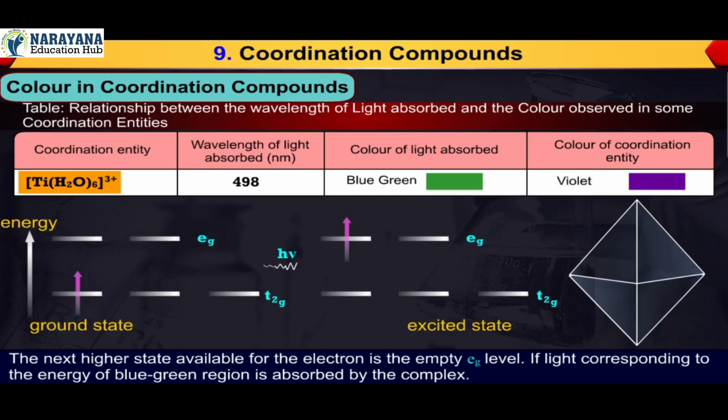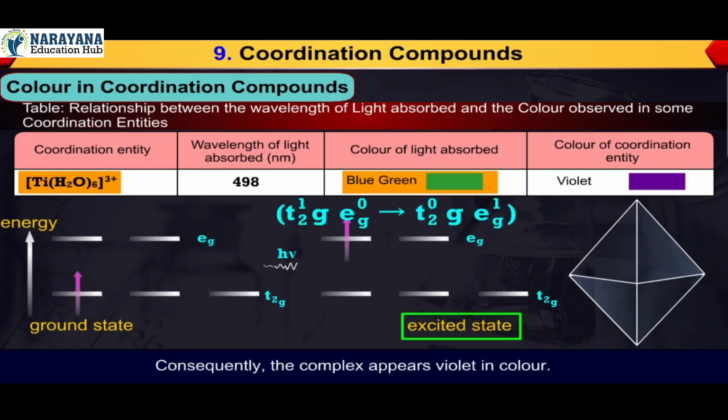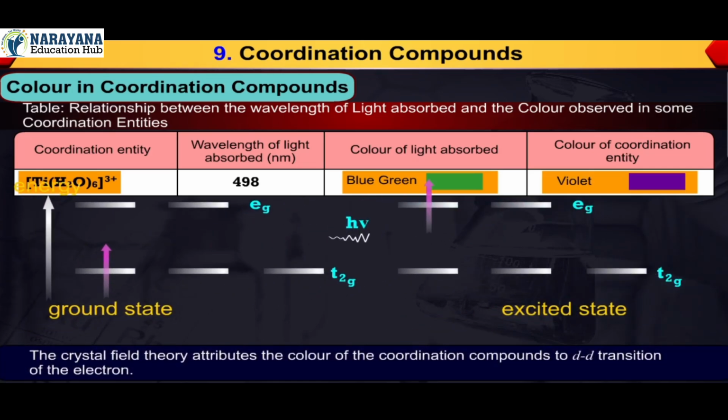If light corresponding to the energy of blue-green region is absorbed by the complex, it would excite the electron from t2g level to the eg level. That is, t2g1 eg0 gives t2g0 eg1. Consequently, the complex appears violet in color. The crystal field theory attributes the color of the coordination compounds to d-d transition of the electron.